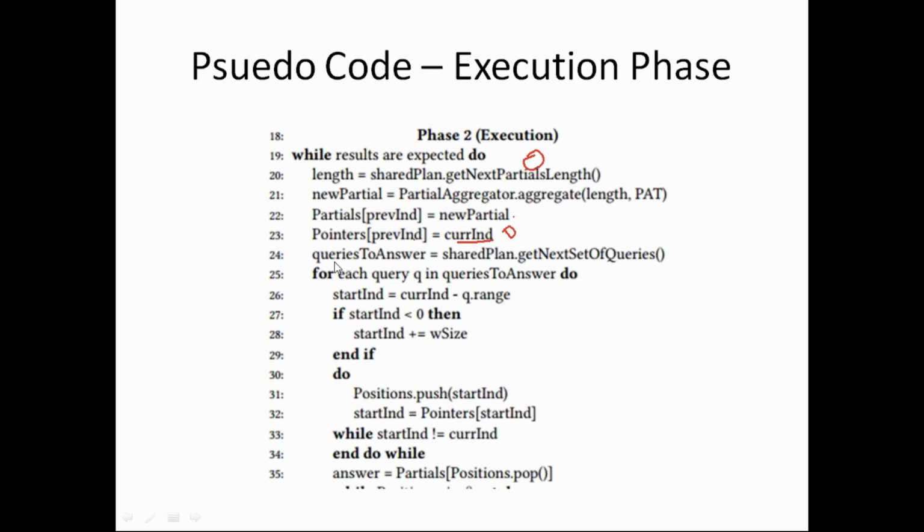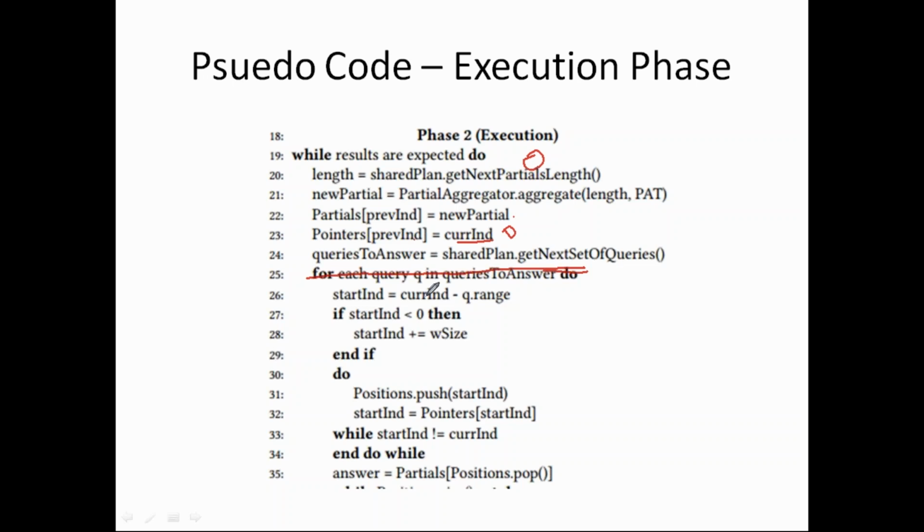Now we have to answer some queries. So we'll call shared plan dot get next set of queries and save it in queries to answer. Since it is a single query, I will have only Q1. For each query Q in queries to answer do. Now this for loop is of no use for us because I have a single value only, so it will run only one time.